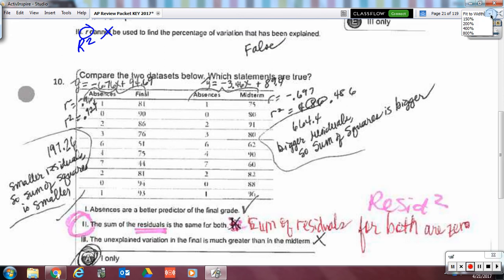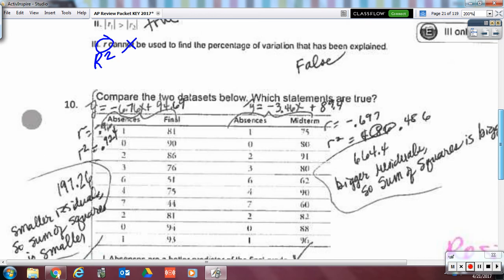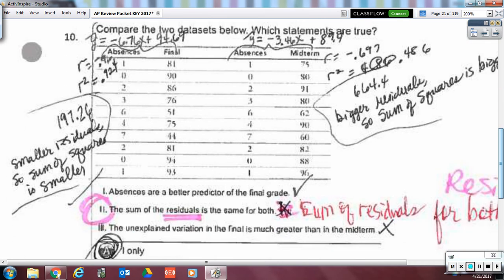Okay, let's take a little look at this stuff. This has quite a bit of good things to talk about. This is 2 sets of data. One in which we were wondering if absences could predict the final exam grade, or absences could predict the midterm grade. For both of those sets of data, I went ahead and did a linear regression, got the equation of the line, and then got the R and R squared for those.